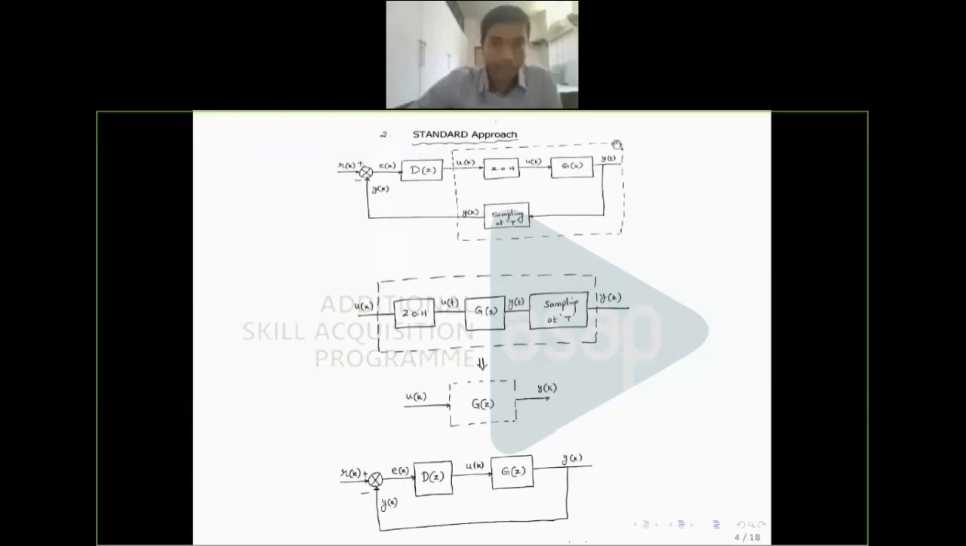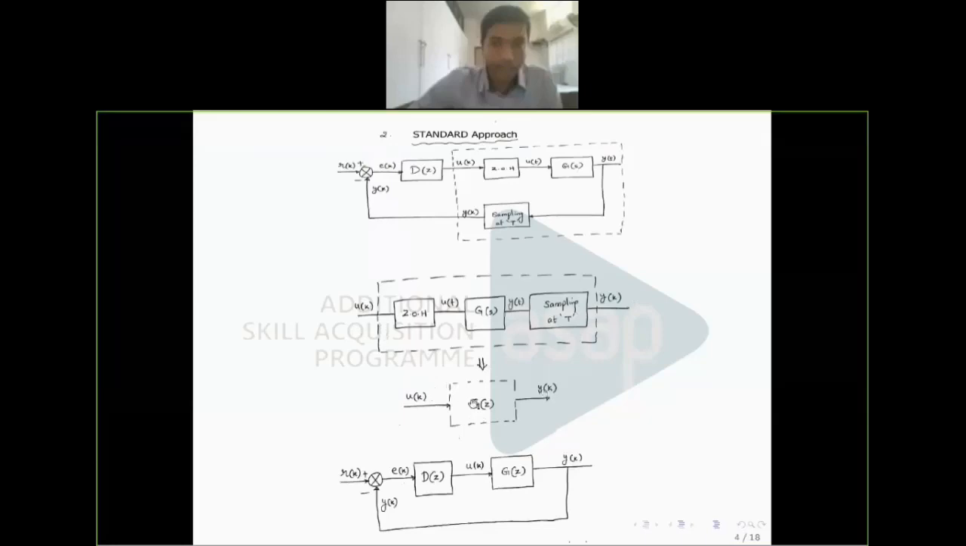And if you consider the blocks that I have put in this box, I'm just redrawing that once again. You can see the zero order hold here, the continuous time plant here, and the sampler. The input to the zero order hold is the discrete signal U of K, and the output of the sampler is the discrete signal Y of K. So I am redrawing that box once again as the pulse transfer function G of Z, with the same input U of K and output Y of K.